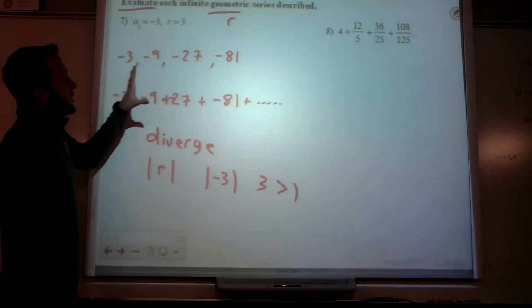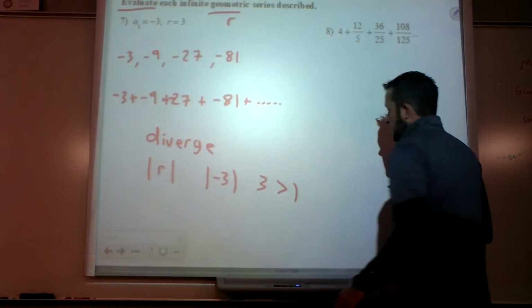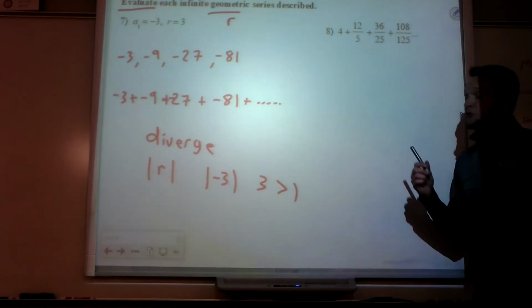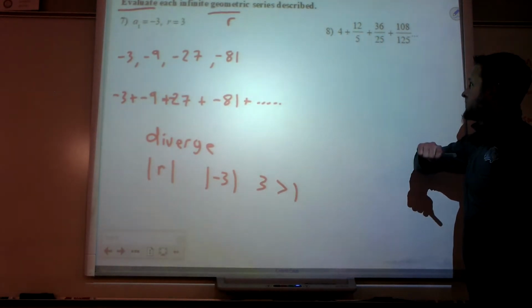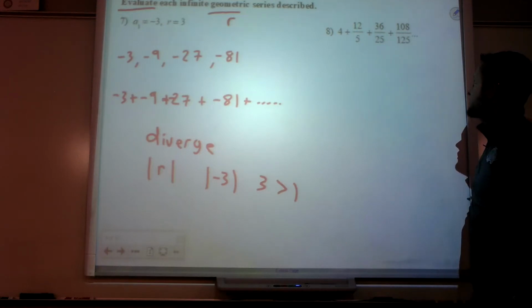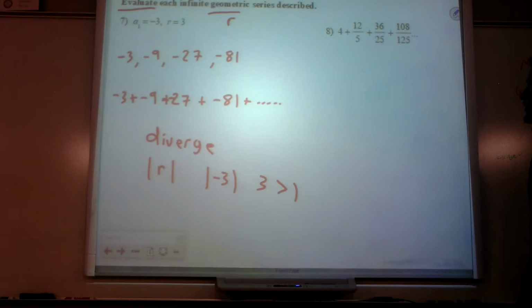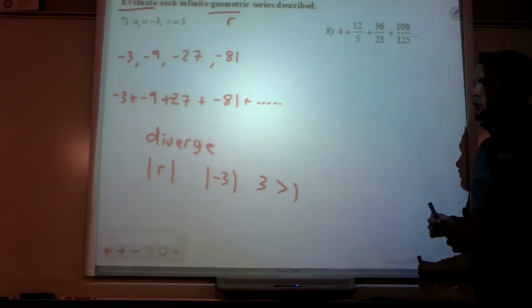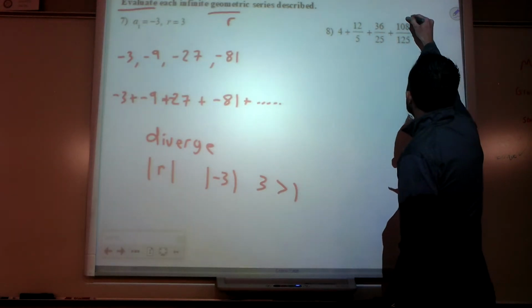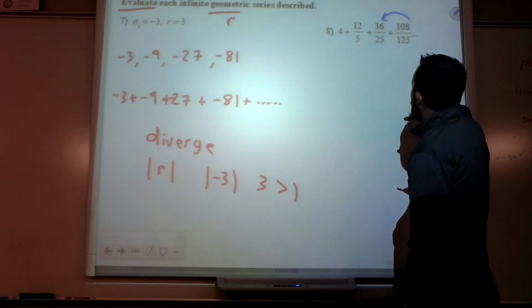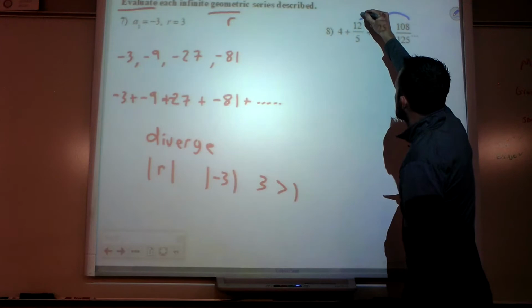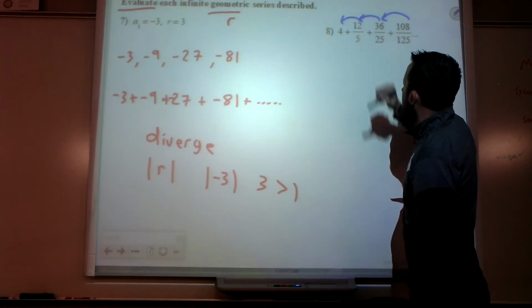Okay, well let's look at number 8. On this one I'm going from 4 to 12/5ths, from 12/5ths to 36/25ths, and from 36/25ths to 108 over 125. Now, I'm told this is geometric. That means there should be a common ratio. If you don't know how to find the common ratio, you just divide a term by the thing before it, and you should be able to figure out what the common ratio is.